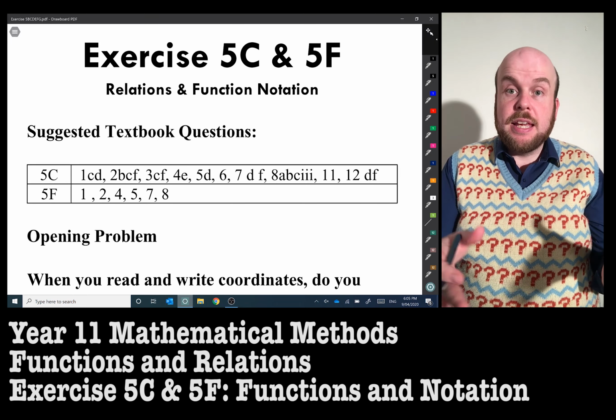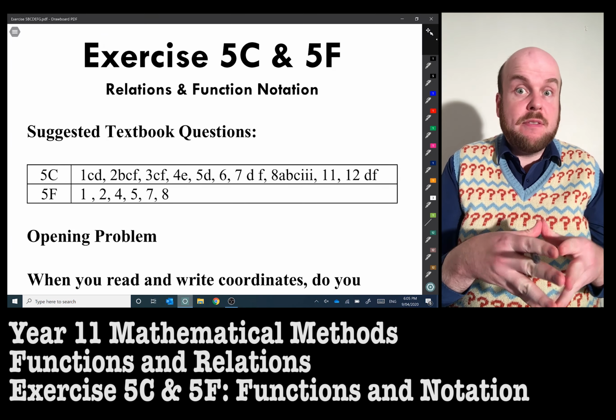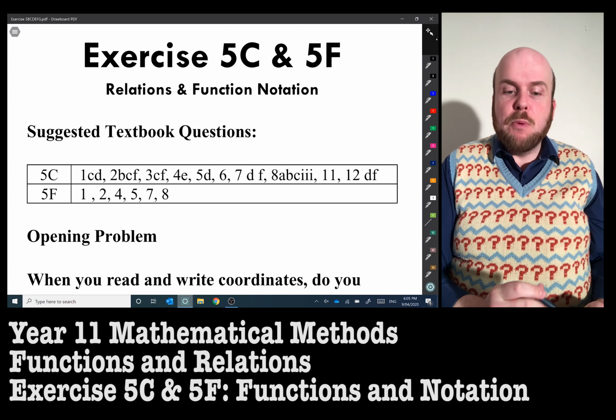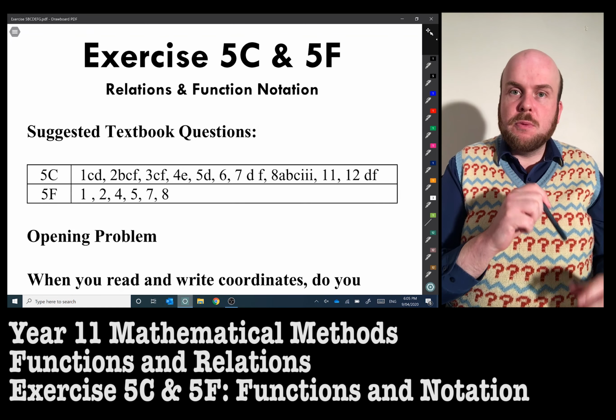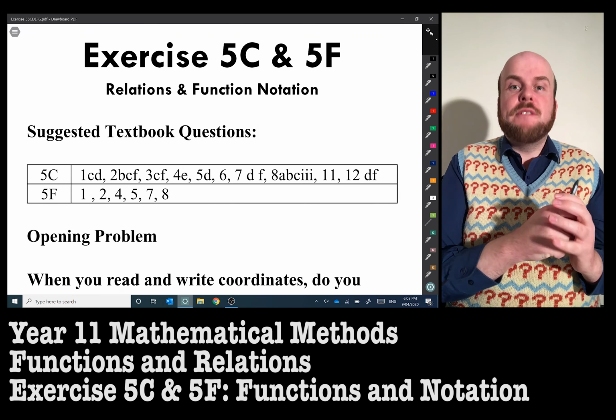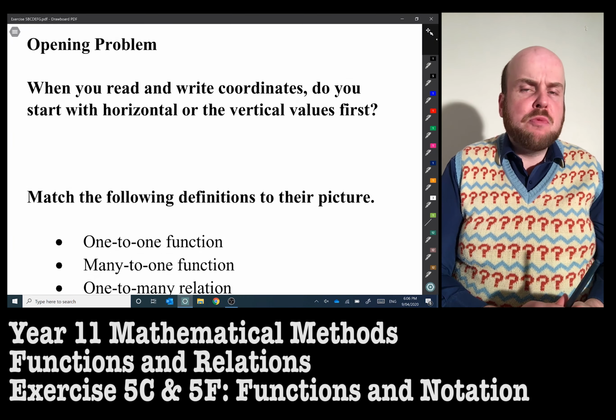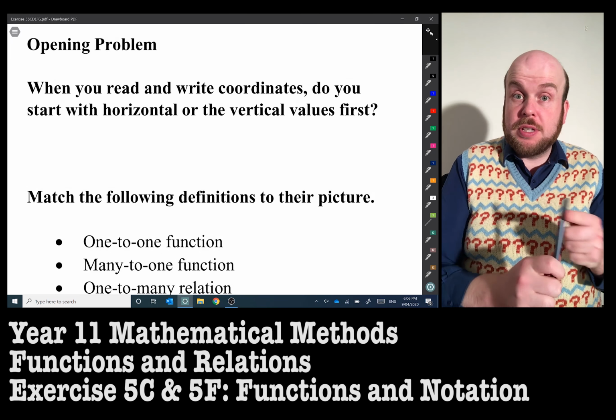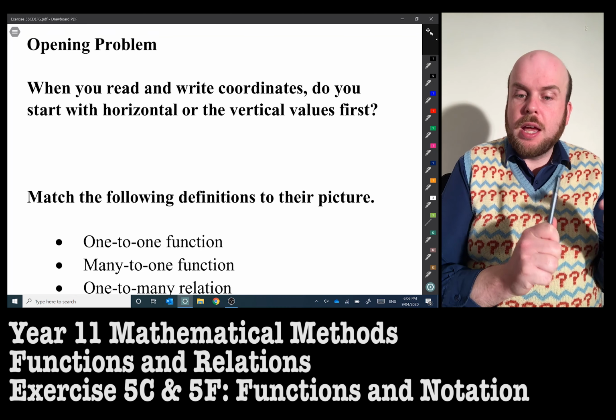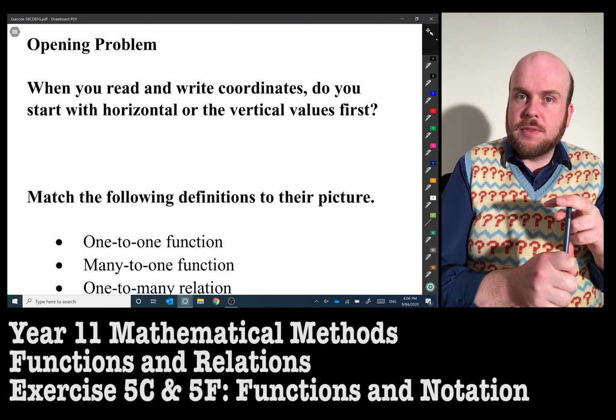Exercise 5C is very similar to exercise 5F, so I've combined them both together. And we're looking at relations and functions and what makes a function, but also function notation. When you read and write coordinates, which do you start first? Horizontal or the vertical values first?